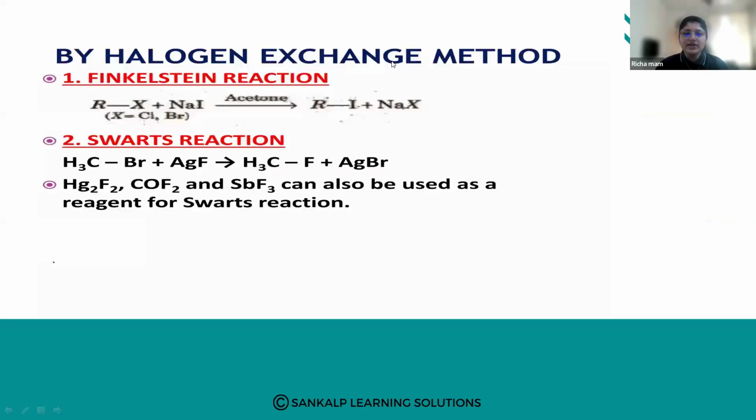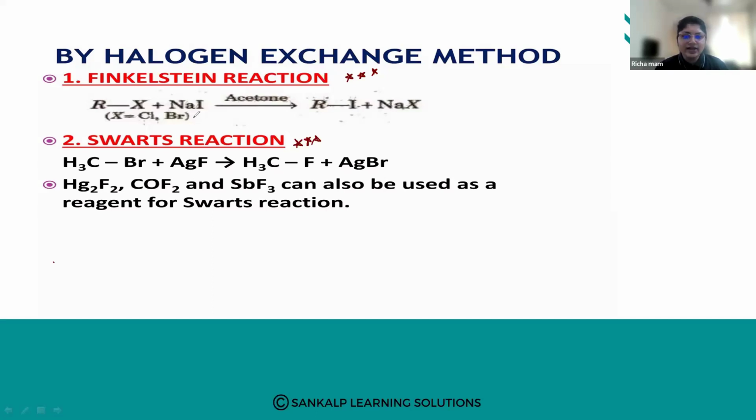So next we are going to see the halogen exchange method. These are again two very important name reactions. Please mark it important: Finkelstein reaction and Swarts reaction. These are very important name reactions asked for 2 marks. So how is it asked? Explain Finkelstein reaction with an example, or explain Swarts reaction with an example, or write the general reaction like that. Now, what is this Finkelstein reaction?